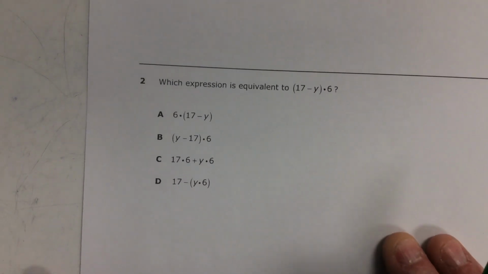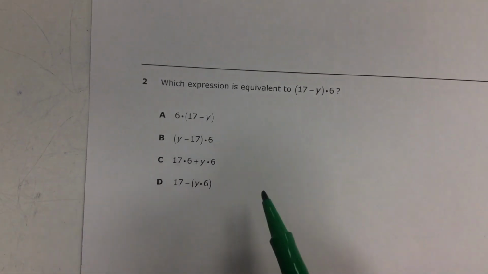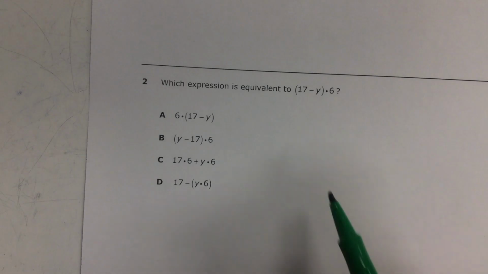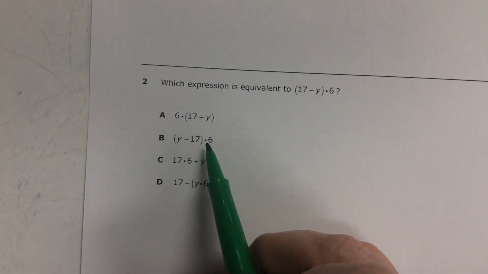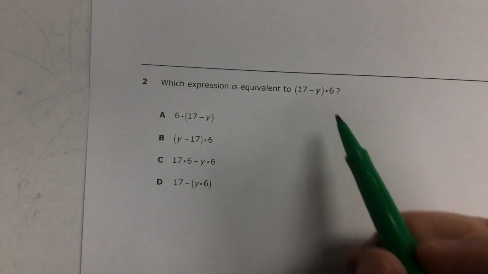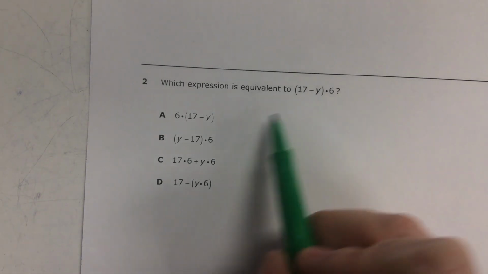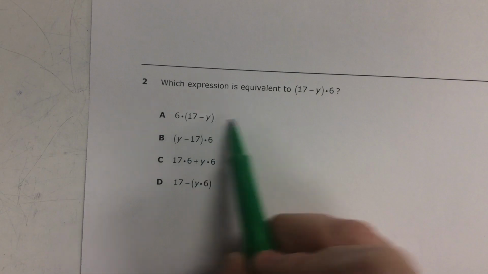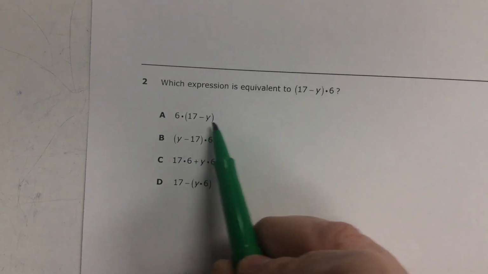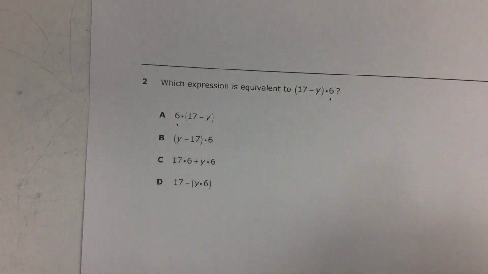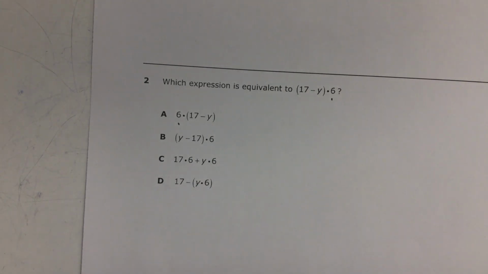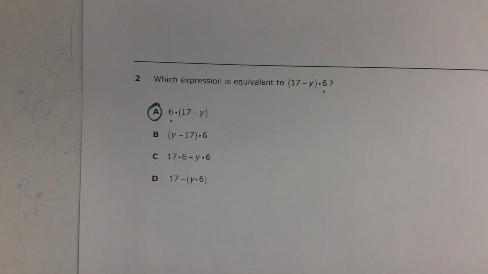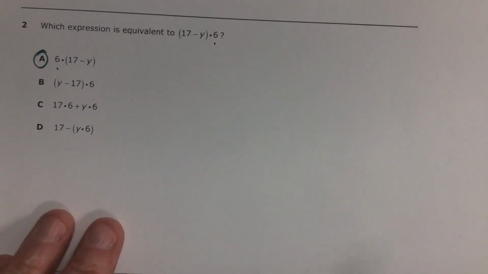Okay, next one. Which one is equivalent here? This is just about understanding those rules. 17 minus y. And if I don't know, put a number in there for y. Make it a 3. 17 minus 3 is 14. I take that answer and multiply it by 6. Because it's in parentheses, it doesn't matter if it's at the beginning or the end because those parentheses tell me I go first, okay? Now, we're going to make up a quick order of operations problem because I want you to practice one of those, okay?